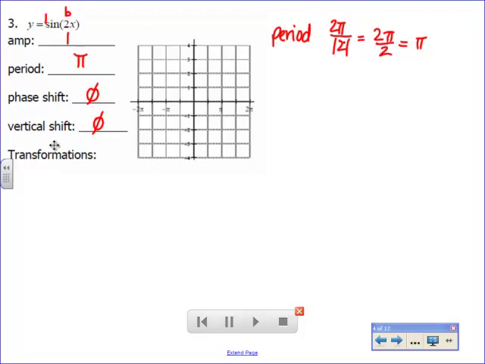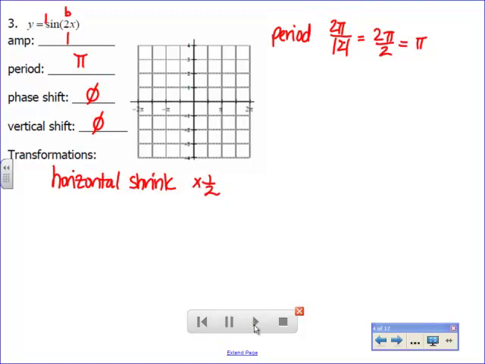Well, what does that mean about my function? It means a horizontal shrink times 1/2. Remember that horizontal stretch or shrink factor is the reciprocal of b. So 1 over 2. So it's going to shrink by 1/2.